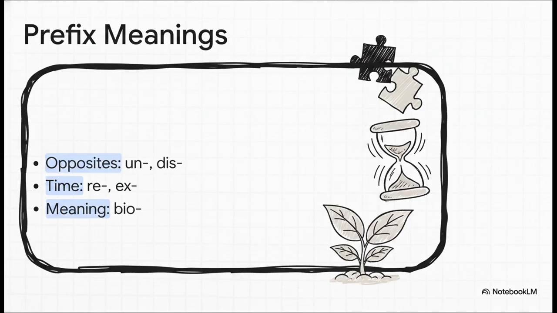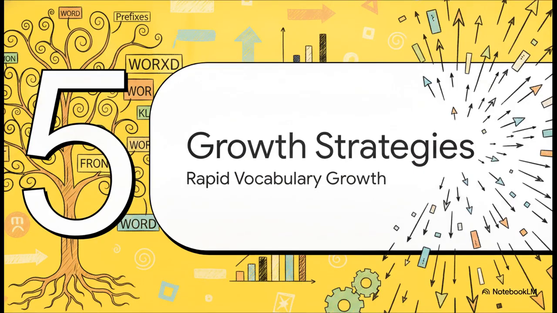We also have prefixes for time and sequence, like re, which means again, or ex, which means former. And then there are these great prefixes that inject entirely new, highly specific meanings onto a base word. Think of bio for life, mono for one, or inter for between. So if you come across a word like interact, you immediately know it has something to do with an action happening between things, all because of that inter prefix. It just clicks. And finally, let's head into Section 5, Strategies for Rapid Growth.